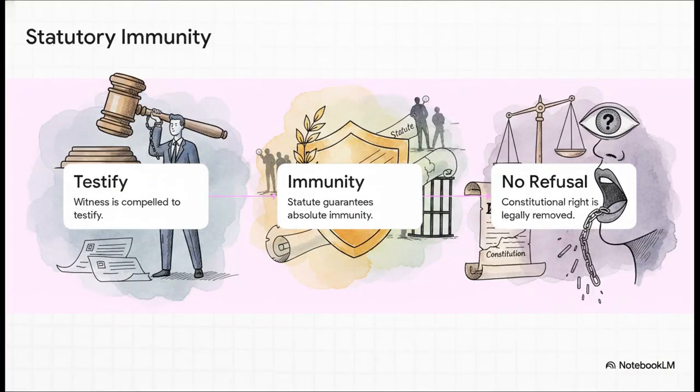Let's break down exactly how this works in practice. Step 1, a witness is compelled to testify or hand over evidence. Step 2, a statute guarantees absolute immunity from prosecution for anything they disclose. Step 3, because there's no longer any risk of criminal penalty, the constitutional right to refuse to answer is legally removed.